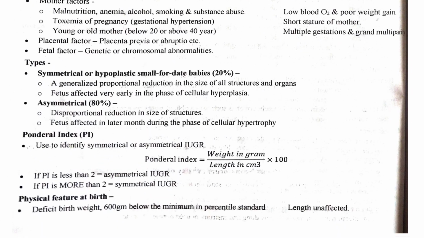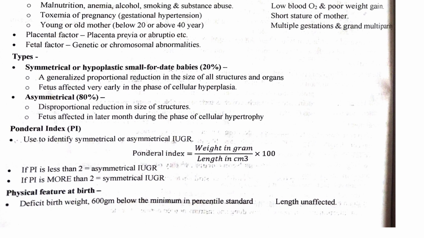Types: symmetrical, hypoplastic small for date babies, 20%: a generalized proportional reduction in the size of all structures and organs. Fetus is affected very early, in the phase of cellular hyperplasia. Asymmetrical, 80%: disproportional reduction in size of structures. Fetus is affected in later months, during the phase of cellular hypertrophy.